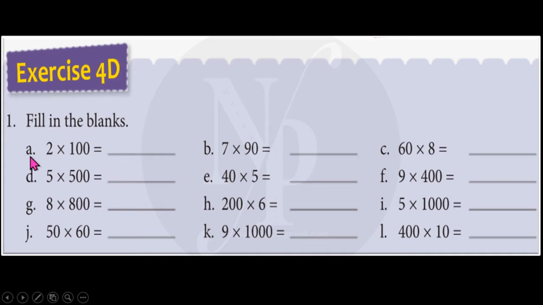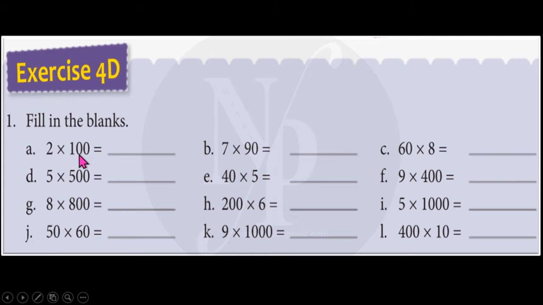Here in the first question, A, we have 2 into 100. We have learned that when there are zeros towards the right of a number which is multiplied by another number, we can just multiply the non-zero digits and write the zeros to the right of the answer we get after multiplying the non-zero digits.